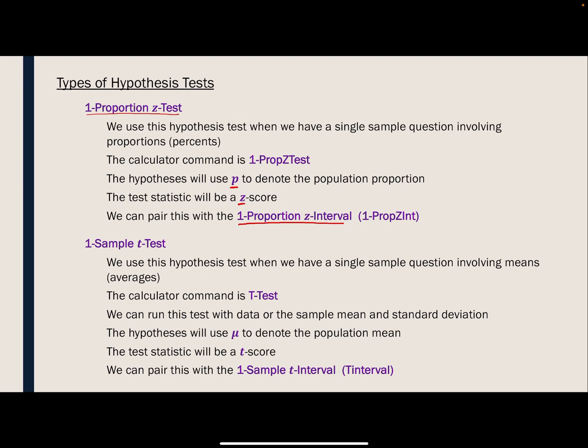A one sample t-test is the other type of hypothesis test that we're going to use, and this is paired with the one sample t-interval that you studied in Chapter 14. The calculator command is just t-test. We're going to be talking about means, so we're going to use mu. And just like with the t-interval, we're going to look at problems where we're given the sample mean and standard deviation, or where we have the sample data. The test statistic will be a t-score, and this is because, remember, with means, we were using the student's t models when we were looking at the intervals.